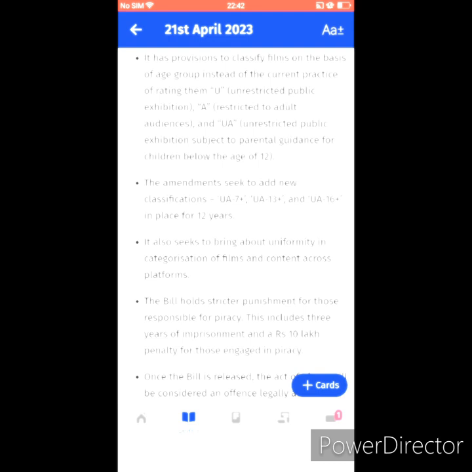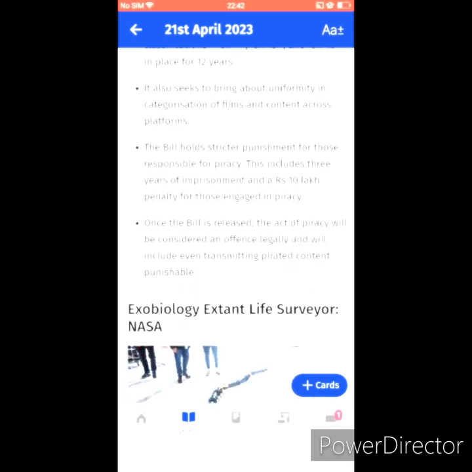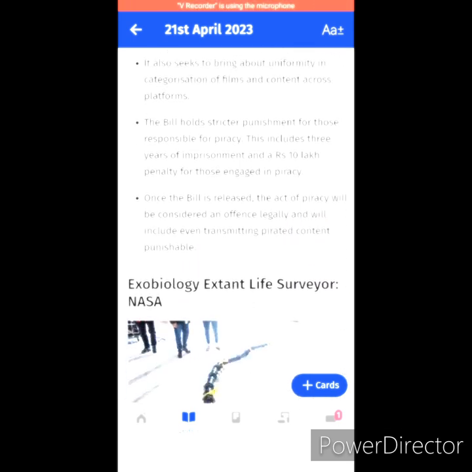of 12. The amendments seek to add new classifications. They are put in place for 12 years: US 7, US 13, and US 16. It also seeks to bring about uniformity in categorization of films and content across platforms.